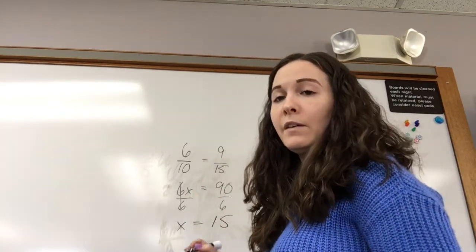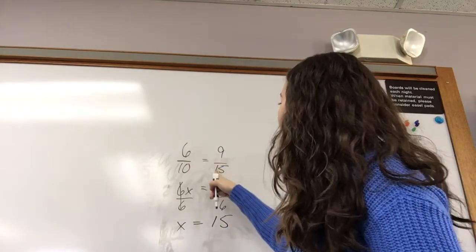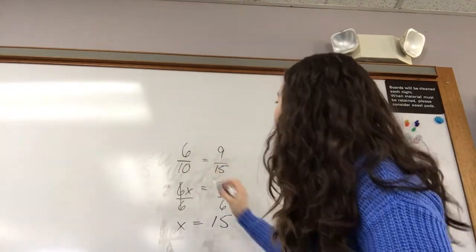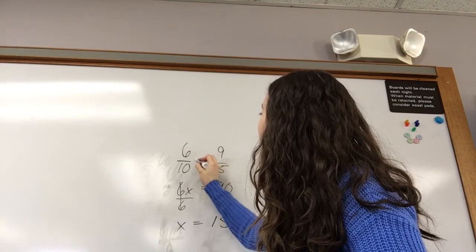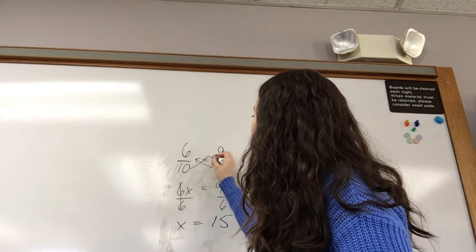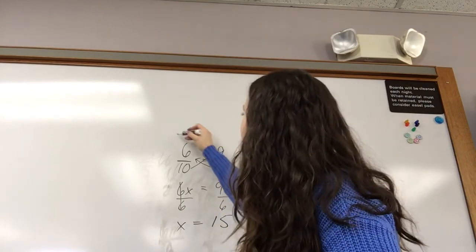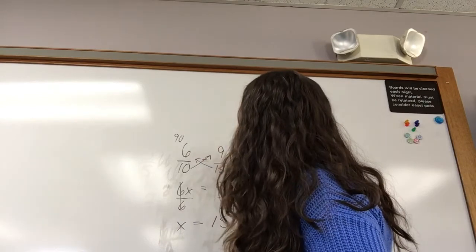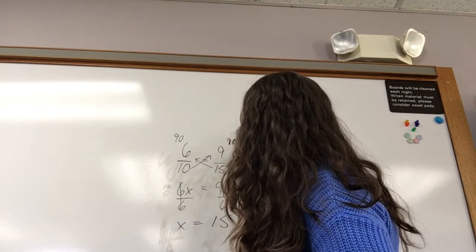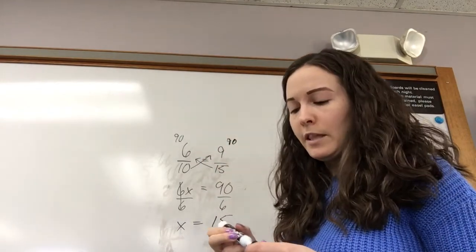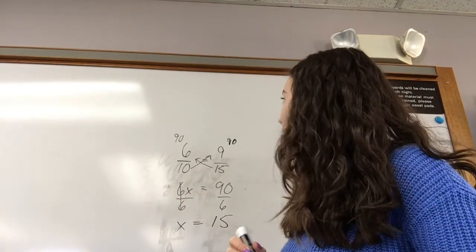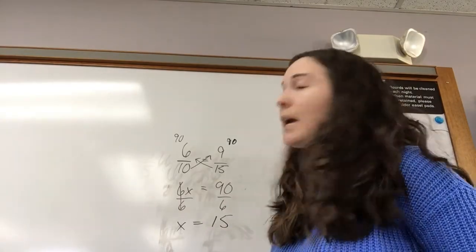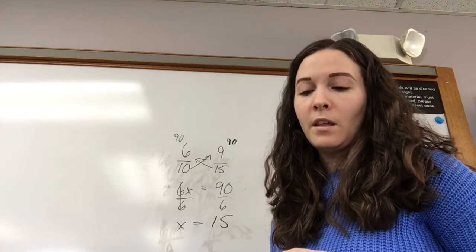And if you want to double check, you can crisscross multiply again. Multiply 15 times 6, multiply 10 times 9. 6 times 15 is 90, 10 times 9 is 90. And we can be assured that our equation is correct. Our cross multiplication gets the same answer.